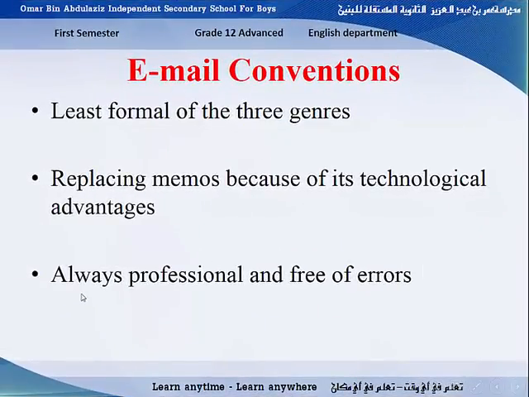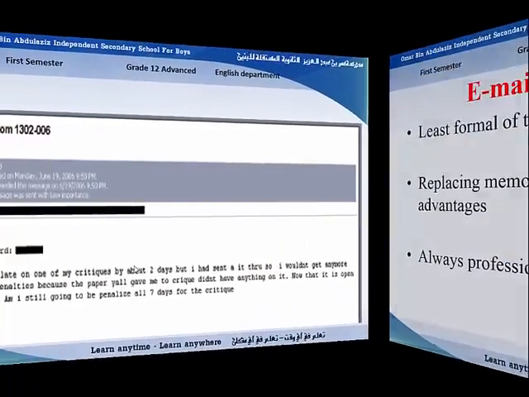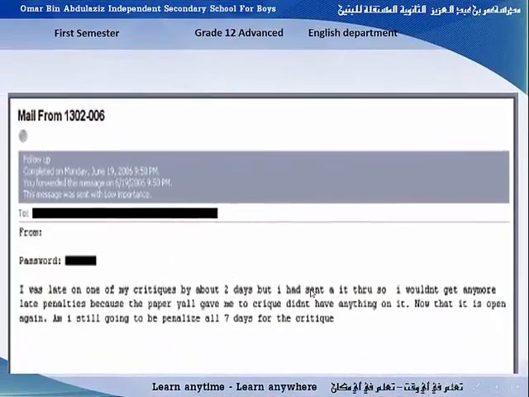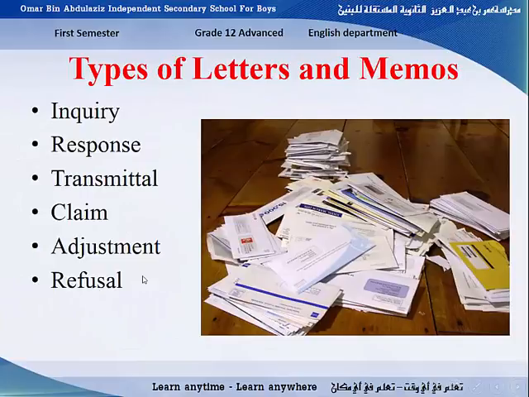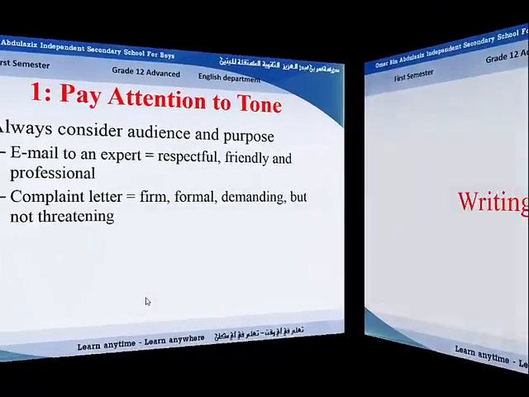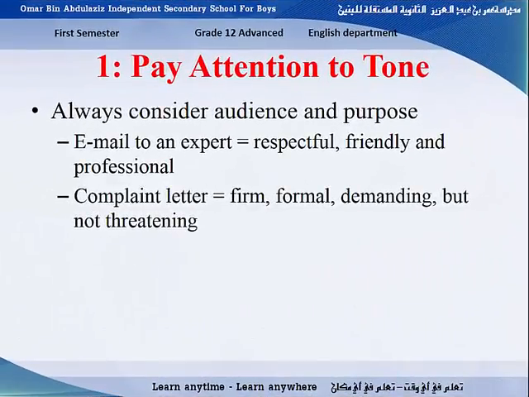Email is the least formal of the three genres, replacing memos because of its technological advantages. Always professional and free of errors. And you got an example here for the email. So for us, the email and letter are not that different, except you write in the email to, subject and CC. We got only in the grade 12 advanced, just the inquiry letter. So there are some hints for you when you start writing. Consider the email to an expert, respectfully, friendly, and professional. Complaint letter. We are not going to have complaint letter this semester.